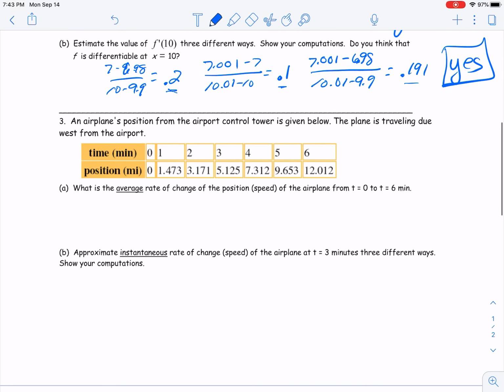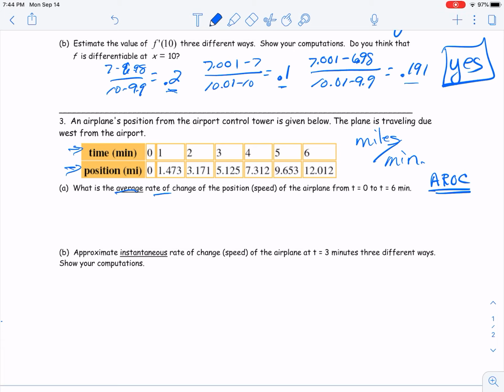Okay? All right, this chart's talking about position and time. Position. If you do slope, you get miles per minute. Okay? And then they talk about average rate of change, AROC. I never called it AROC, but the teachers I work with do. So that's where that AROC comes from, average rate of change.